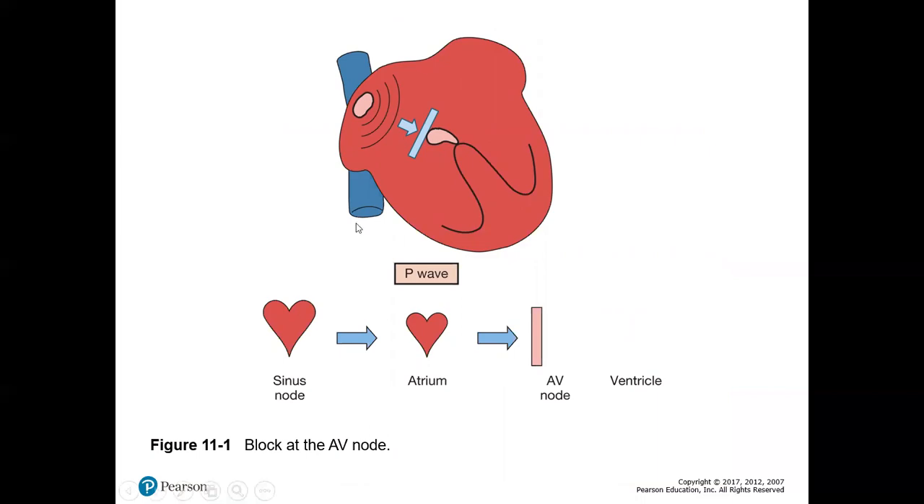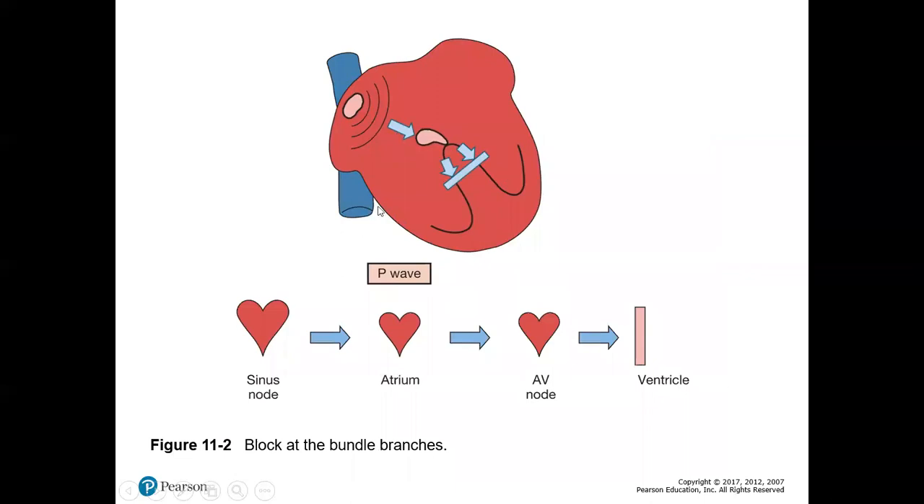Okay, so here we're just looking at a diagram of your SA node, your AV node, and here we have a block at the signal, just as it gets to that AV node, it can't get past. On this one, it gets past the AV node, but there's a block down in the bundle branches.